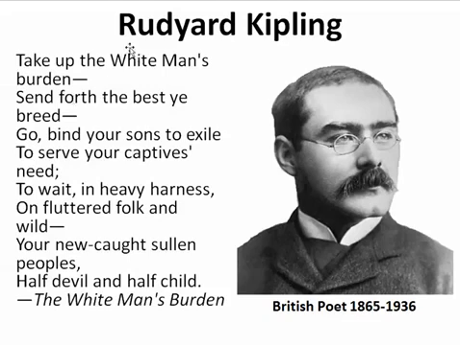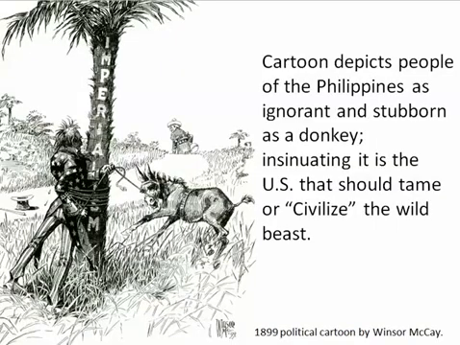You need to go out there, and that's the burden we have, this obligation to civilize these people who are not civilized. Here's a cartoon that depicts Uncle Sam tied to this tree out in the Philippines, imperialism word there. This cartoon depicts the people of the Philippines as an ignorant and stubborn people, like a donkey. And it's insinuating it is the U.S. that should tame or civilize this wild beast. And over here it has this character that looks like Uncle Sam with a badge that says $20 million in it. That's how much they paid for the Philippines. And this is by Winsor McCay in 1899.